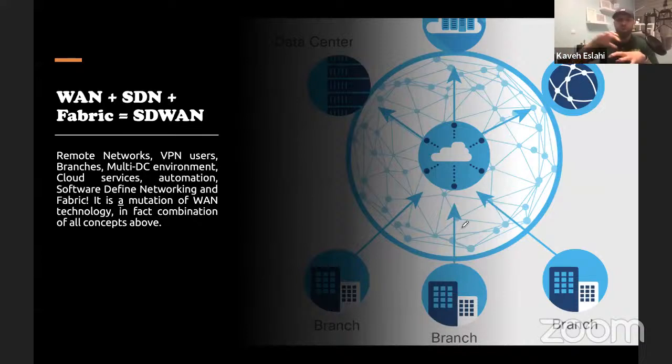So all of these remote networks, all of these VPN user branches, your multi-data center, you need to have redundancy for your data center. You need to have redundancy for your cloud environment and all of these different cloud services. You need to have management, automation and network programming skills. You need software-defined networking and the fabric. If you combine them all, it's a mutation of WAN technology. In fact, combining all of these technologies comes to what we call SD-WAN, or software-defined WAN.